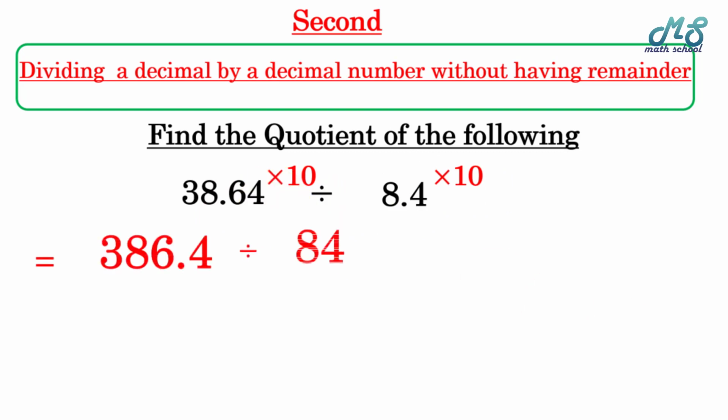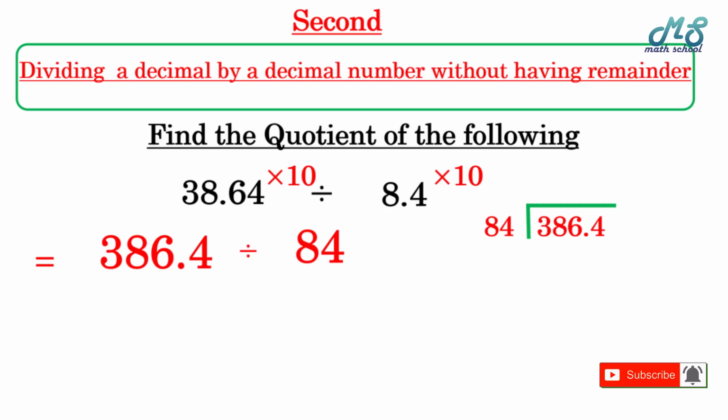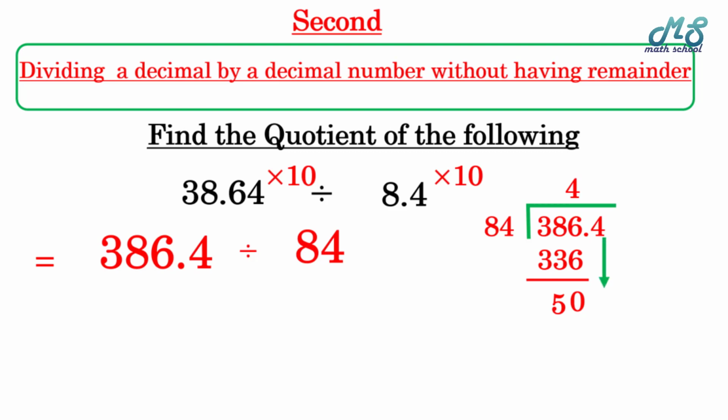We will get 386.4 divided by 84. We can make it a long division. Take the first three digits, guys. It will be 386 divided by 84. You can try 4. 4 times 84 equals 336. Now subtract, we will get, guys, 50. Now bring down 4. Don't forget, guys, to write the decimal point in the quotient.